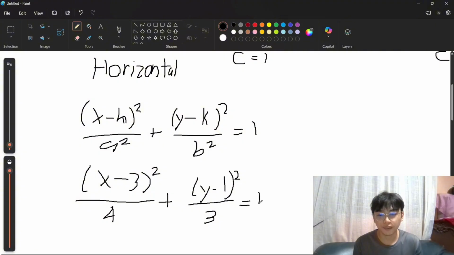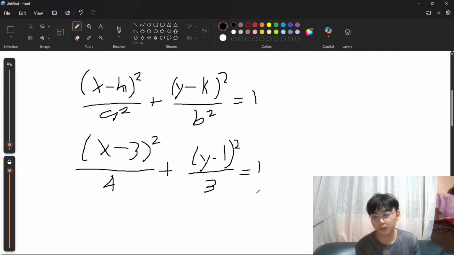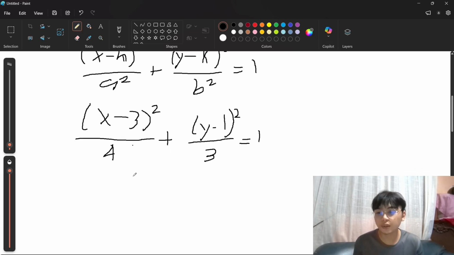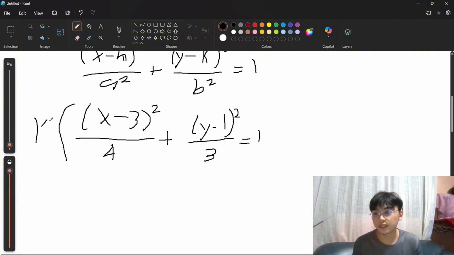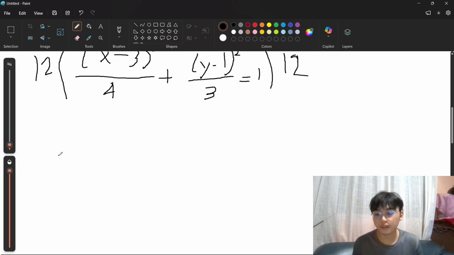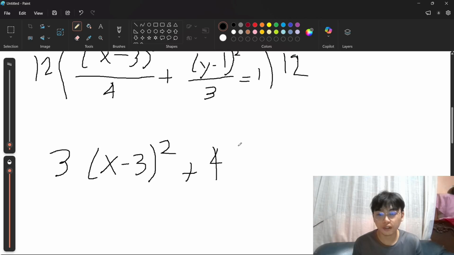Now we want to turn this standard equation into a general equation. To do that, we need to multiply by the denominators, which is 4 times 3, which is going to be 12, and we should divide that. So this should be divided by 12, and we would have 3(x minus 3) squared plus 4(y plus 1) squared equals 12.